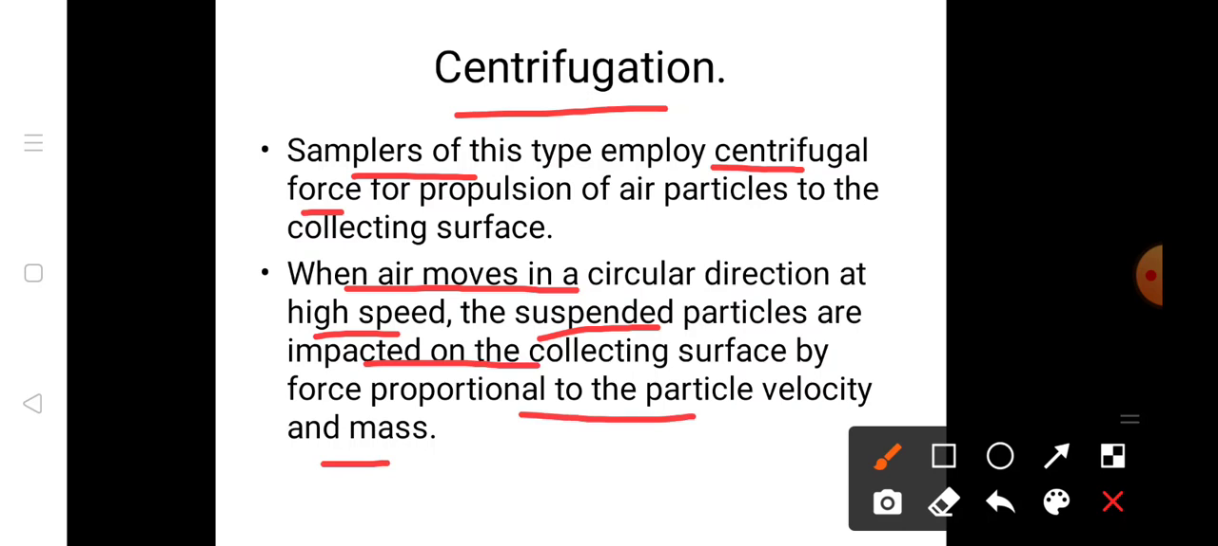Centrifuges work on the principle of centrifugal force. Whenever the air moves in a circular direction at a high speed, the air containing suspended particles will get impacted onto the surface of the collecting vessel according to their mass and velocity.